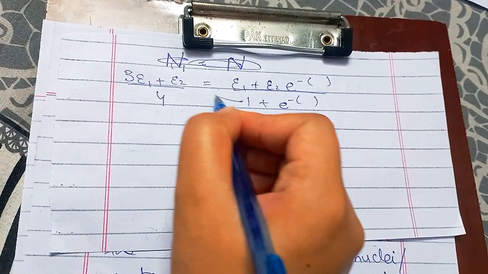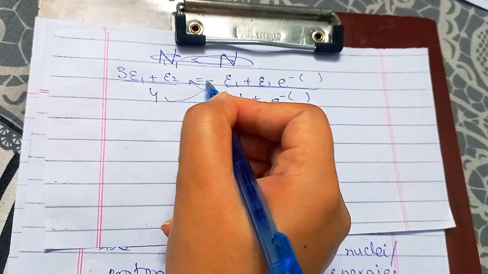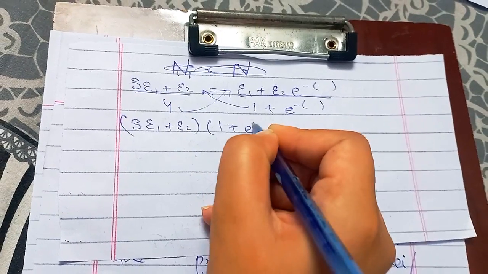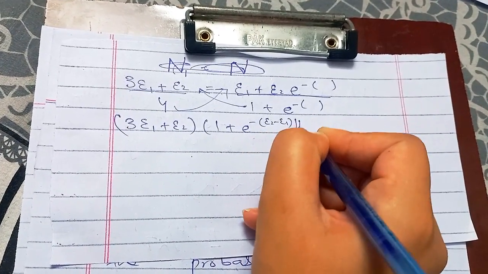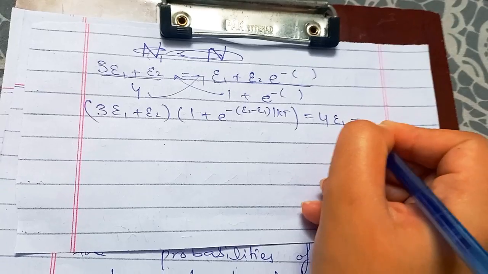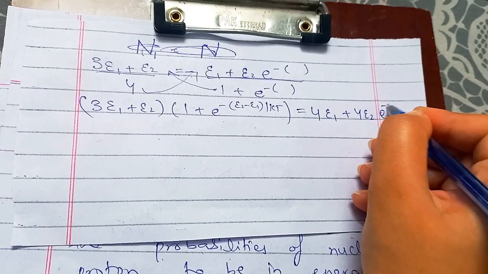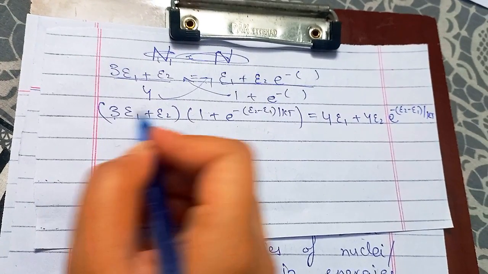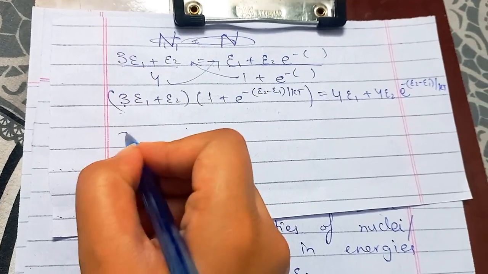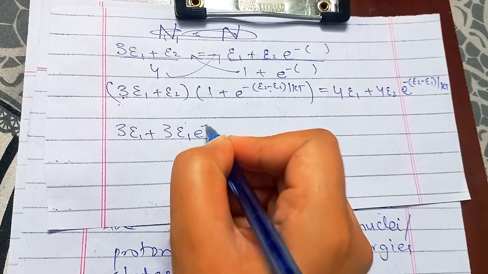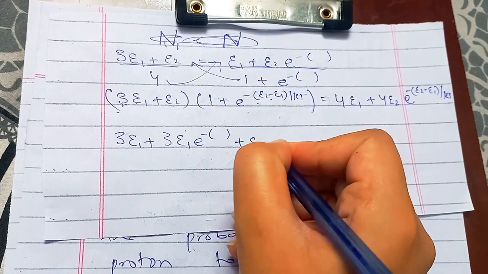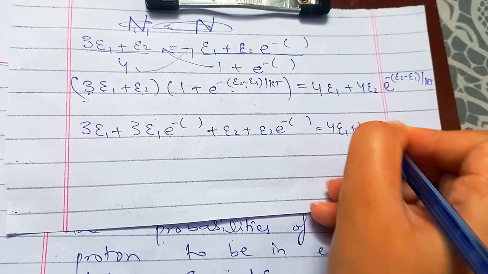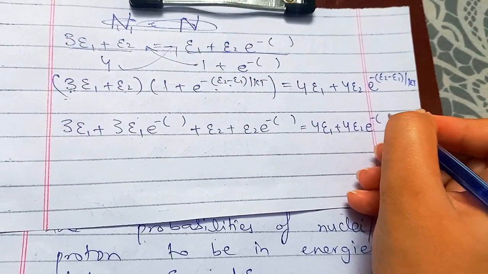We'll cross multiply, this will be multiplied this side, and 4 could be multiplied this side. So it's (3E1 + E2) into (1 + e^(-(E2-E1)/kT)), that is equal to 4E1 + 4E2 e^(-(E2-E1)/kT). Let's simplify, we'll multiply it inside. So 3E1 plus 3E1 into this exponential term, plus now this will be multiplied, E2 plus E2 times this exponential thing, equals 4E1 plus 4E2 e to the power negative this exponential thing.